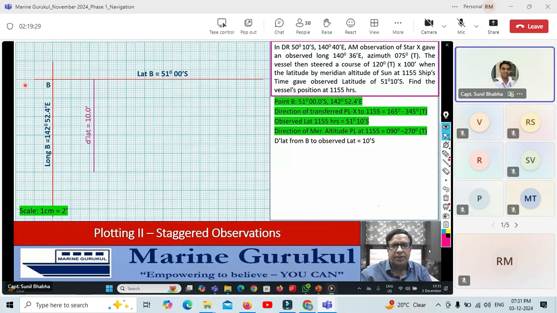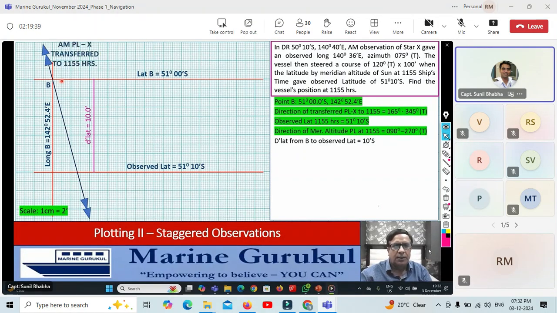Now, with respect to latitude of B, we draw the observed lat 10 miles south of it using the scale chosen. Now, through B, we draw the transferred PL, and the transferred PL is for 11:55 and represented by 2 arrows at each end. We draw the 11:55 PL by latitude by meridian altitude, and that comes up on the screen. You all know about it. Being a celestial PL, it is represented by a single arrow at each end. Now both these PLs are for the same time, so obviously now you know the procedure. This will be the fix of the vessel at 11:55.